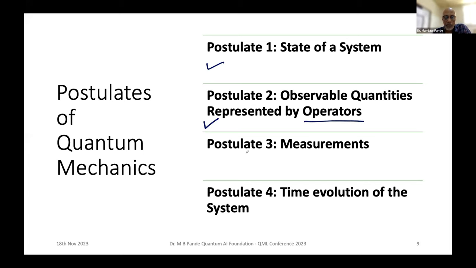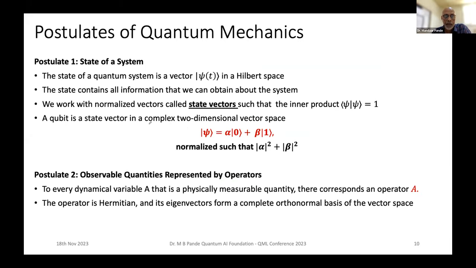Third, a very important postulate about measurements. The way we measure in quantum mechanics is very different from conventional classical measurements that we do for macroscopic objects. And the fourth is the time evolution of a particular system. So while many of you may not understand these things, it'll at least give you a context that you've heard about these things and you can pursue this further. So these are the postulates of quantum mechanics.